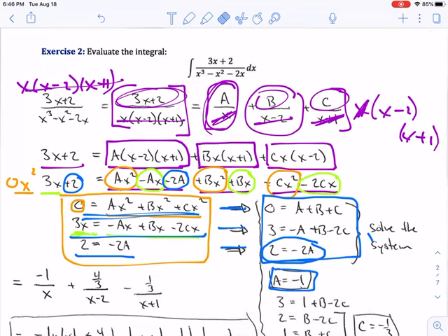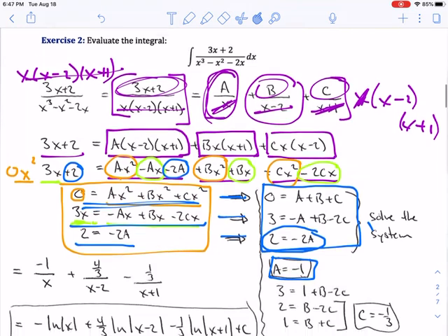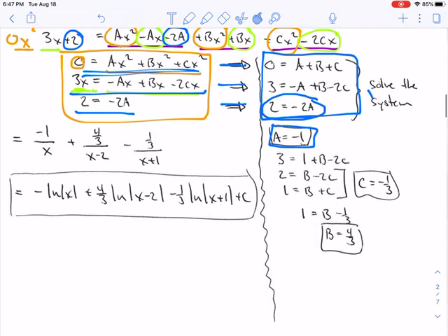What I do from there is I substitute that into one of the other equations. So what I did was I substituted that into the second equation here, which gives me this down here. Negative a is negative 1, so a negative a is a 1, plus the b minus 2c equals 3. And that can simplify down into b minus 2c equals 2.